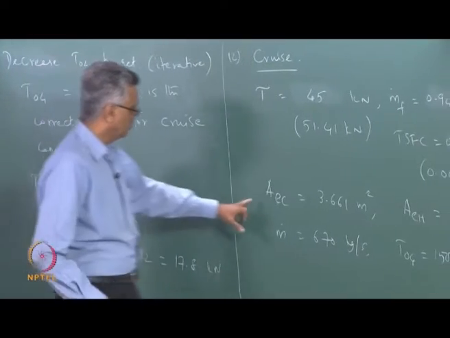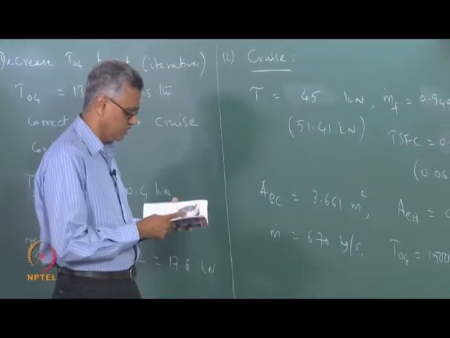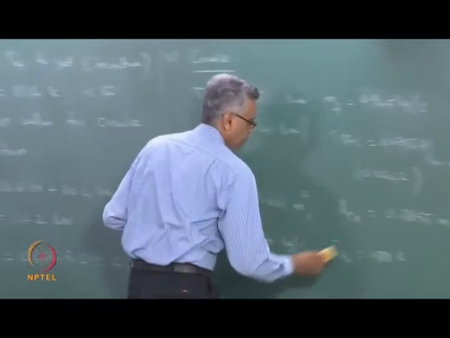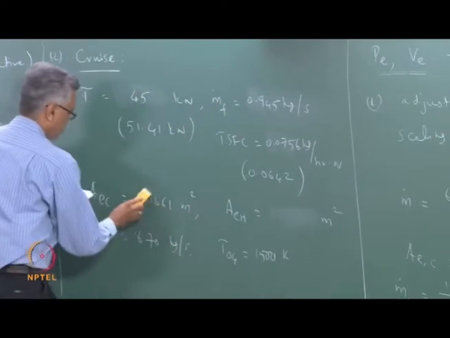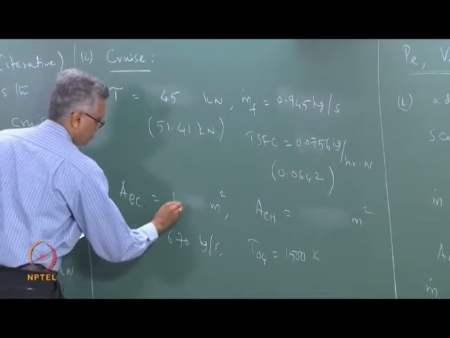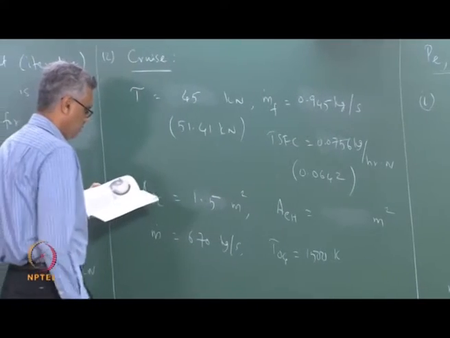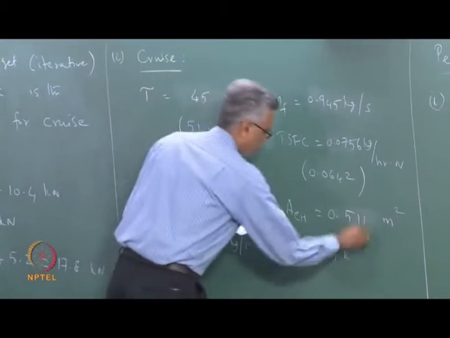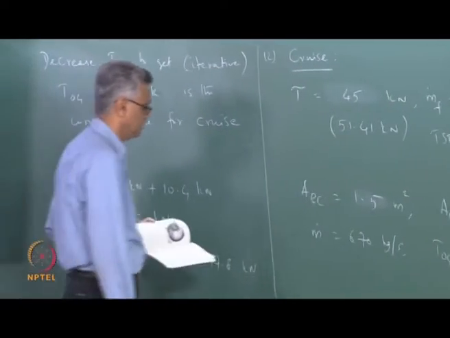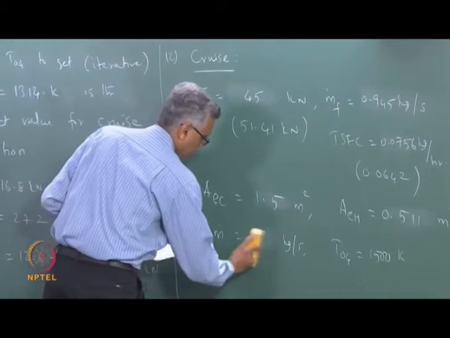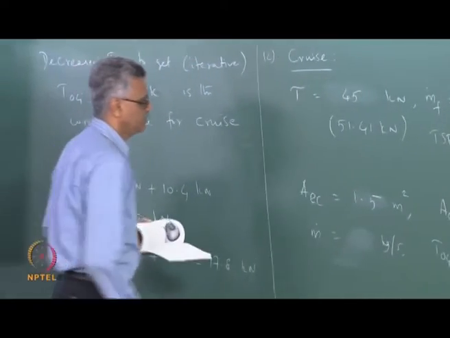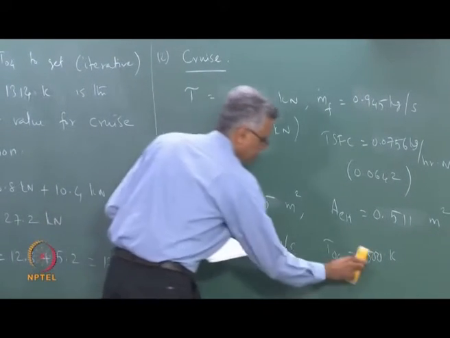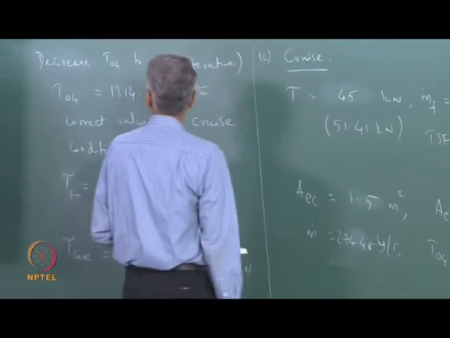So we really cannot get even more realistic predictions than this with the information that is available in the public domain. Now area of the cold nozzle, we have adjusted this to be 1.5 meter square. The area of the hot nozzle based on this procedure comes out to be 0.511 meter square. We have adjusted that also nicely. The mass flow rate through the engine has now been adjusted to be 274.48, and the stagnation temperature is now 1314.